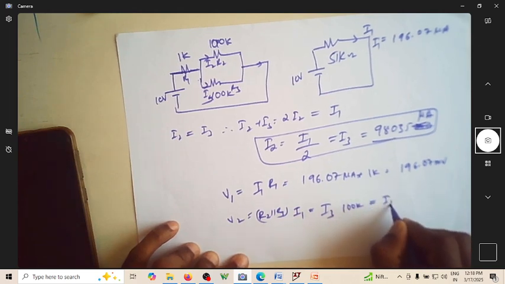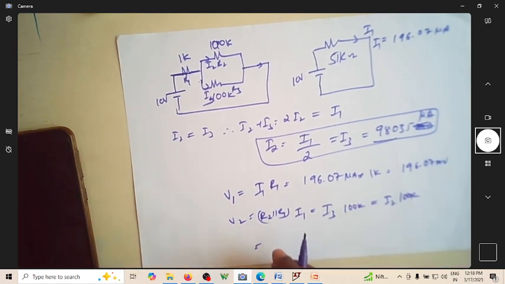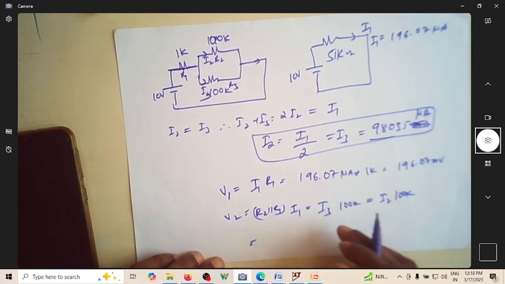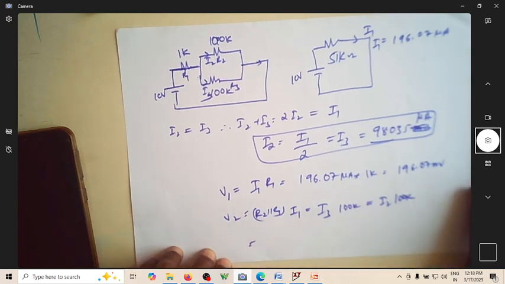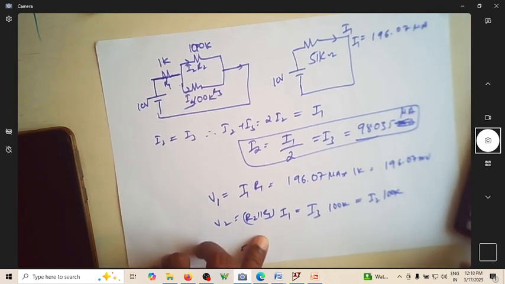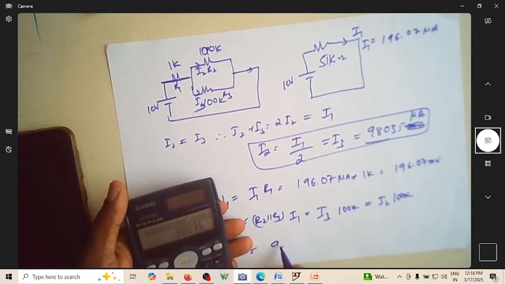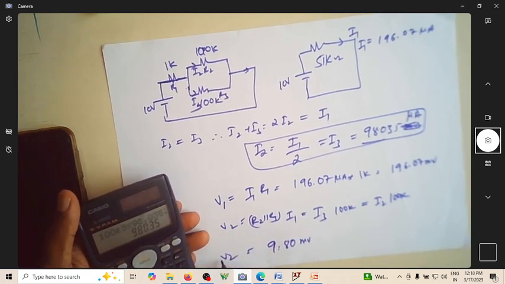It's also equal to I2 into 100k. So now what is this? So this happens to be 100 exponential 3 into I3. How much is I3? I3 is 98.035 exponential minus 6. So you see it is 9.80 millivolt. So what is V2?